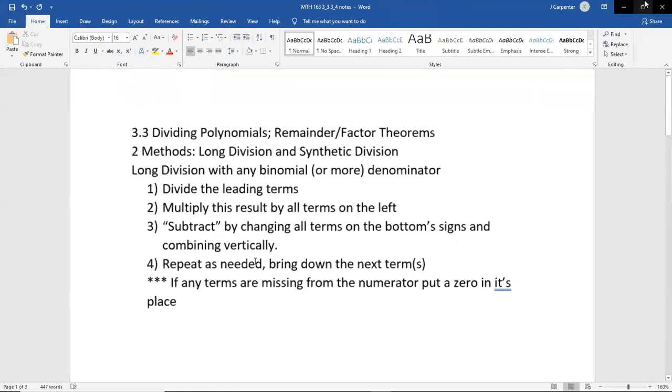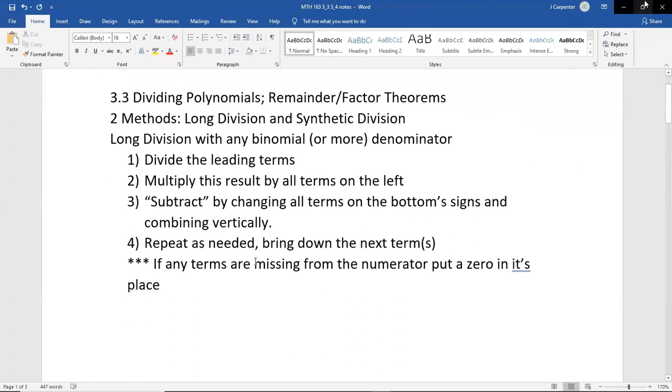So 3.3 is all about dividing polynomials. We're going to give you 2 different techniques for dividing polynomials. We're going to give you the traditional division method, which is something that you should have seen in one of your prerequisite classes in Algebra 2 or in MDE, as we call it now, or Math 5 through 9.